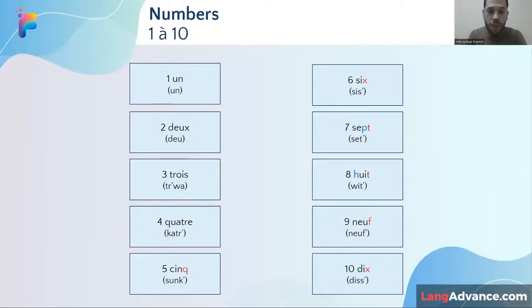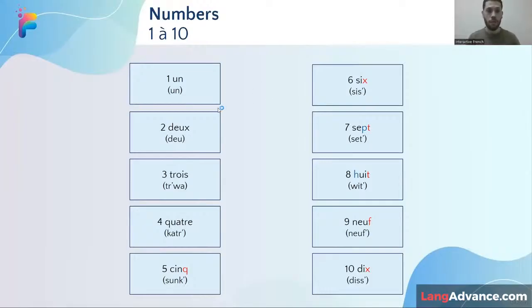And then we have the huit, right? In the huit, you don't pronounce the H. It's in blue. You don't pronounce the H, but you say the T in the end. And then for neuf, dix, make sure you pronounce the last consonant.